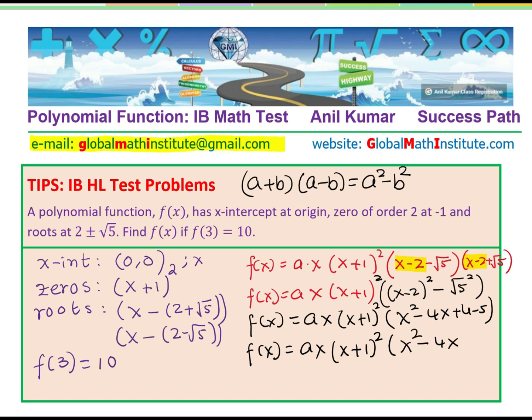x square minus 4x, and this becomes minus 1. So we have a factored form now, right? And in this factored form, we have removed the radical sign, square root 5.